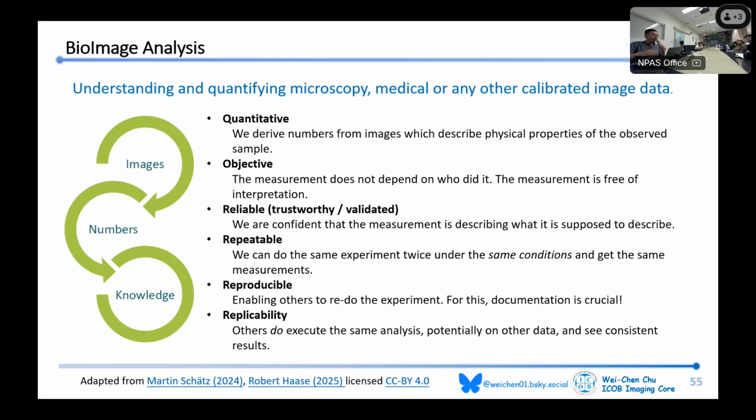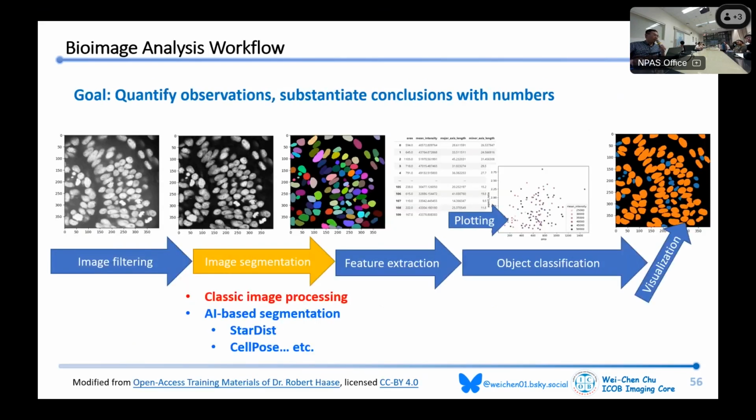So this is a very important concept for bioimage analysis. This is a typical workflow. The goal is to quantify the observation and conclude those measurements with numbers. This is a raw image, and usually we do some image processing, make it clear or remove the noise, and we do a segmentation. For segmentation, we can use classical image processing, or we can use AI.